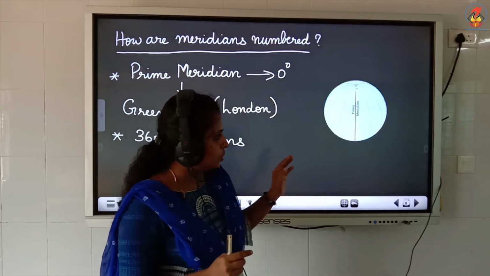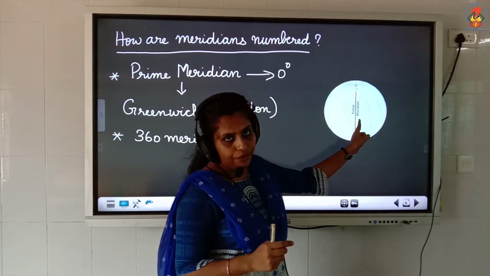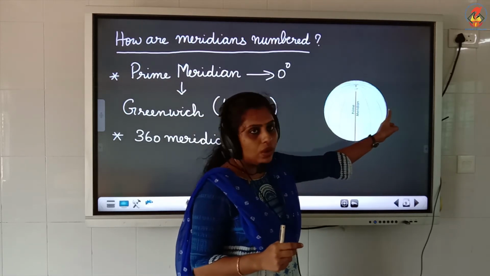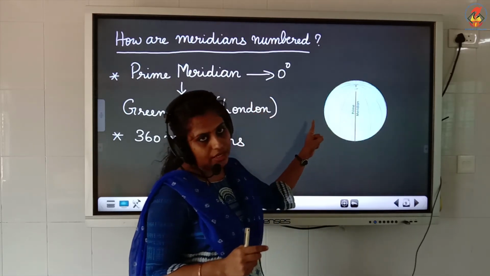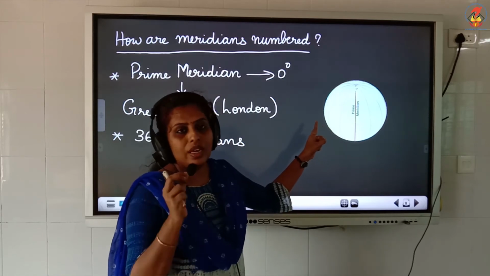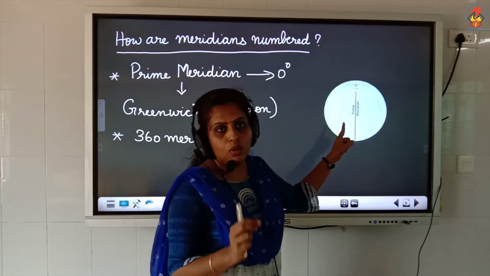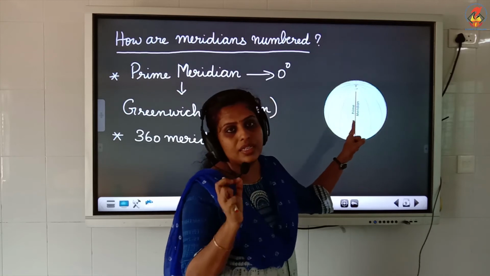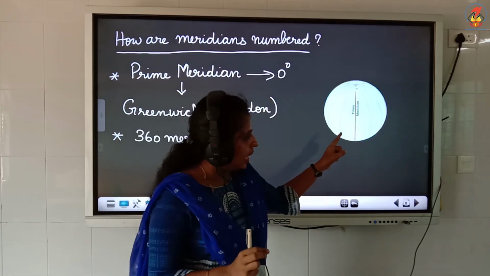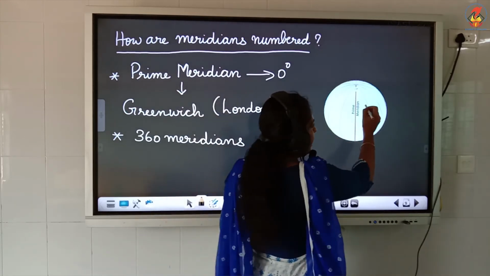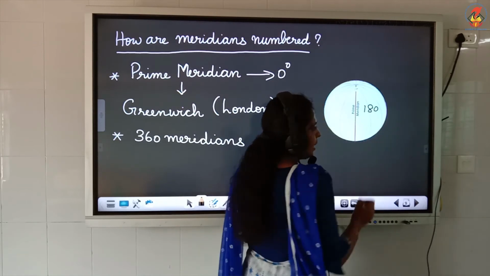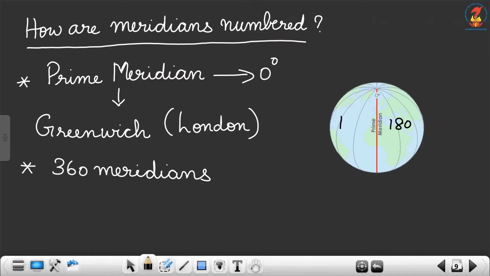I'll repeat once more. If we move away from the prime meridian towards the east or towards the west, we reach halfway round the earth at 180 degree. It means that we have 180 meridians on the east side and 180 meridians on the west side. So in total we have 360 meridians.